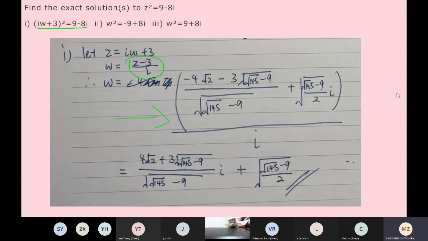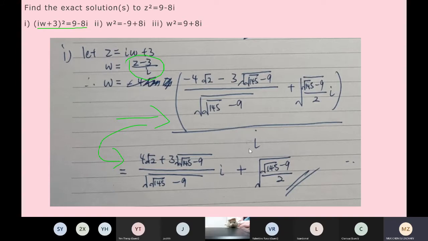What do you do when you see this kind of monster? You take a deep breath, and then you slowly, carefully reduce it all the way down to this. Honestly, when it comes to this kind of big chunky answers, teachers will be quite lenient with how you present your answers. But as far as possible, try to make them look as neat as possible.